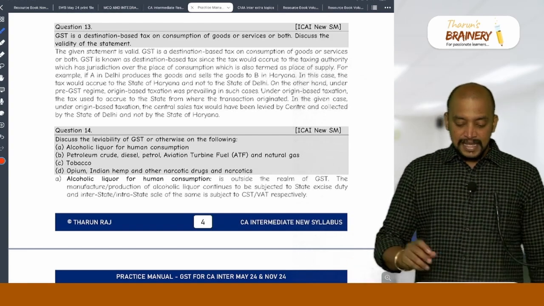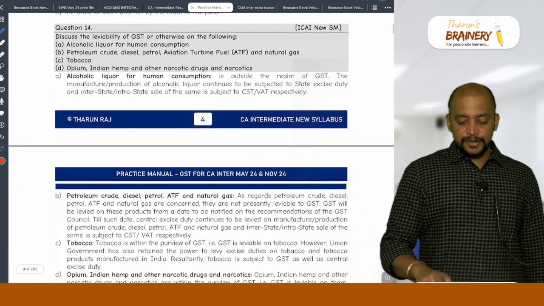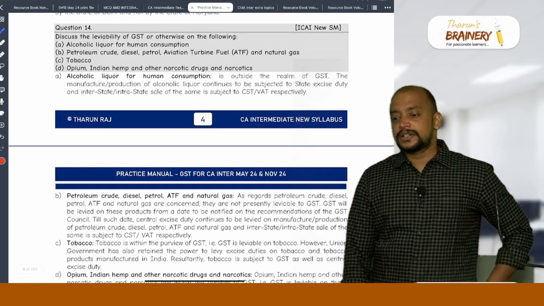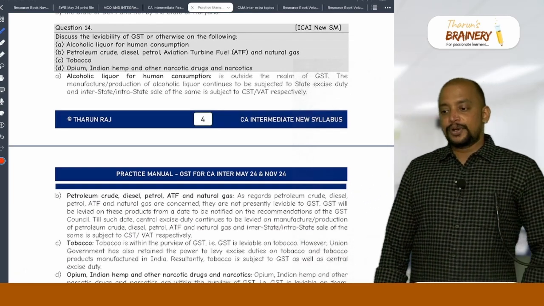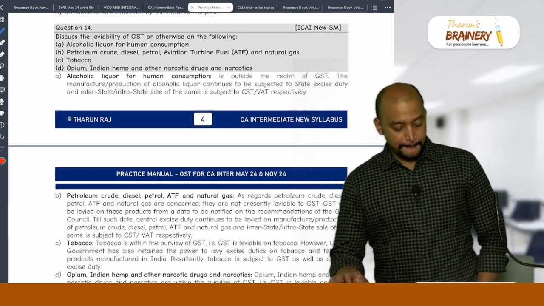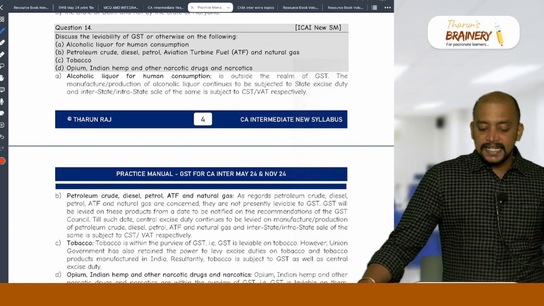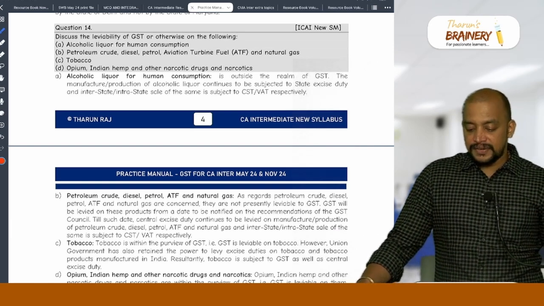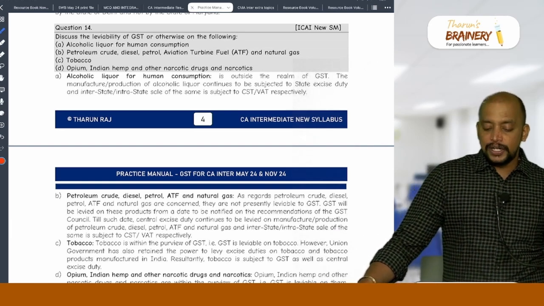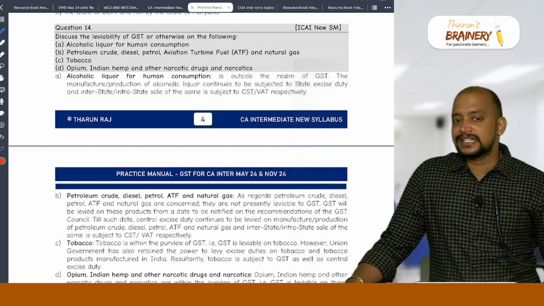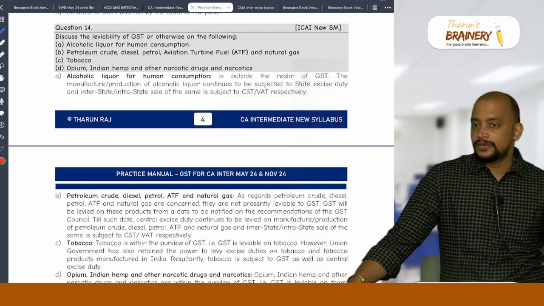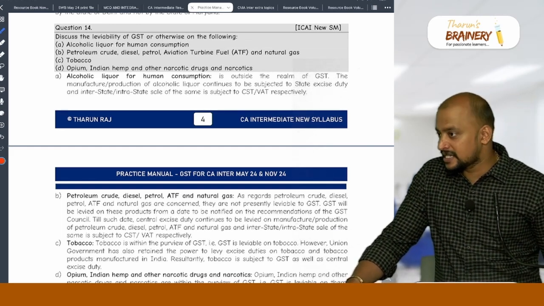Understood? Then next, question number 14, mark it as important. Mark question number 14 as important. Discuss the leviability of GST or otherwise on the following. Alcoholic liquor for human consumption. Is there a GST on that? No, it is excluded from the ambit of GST.